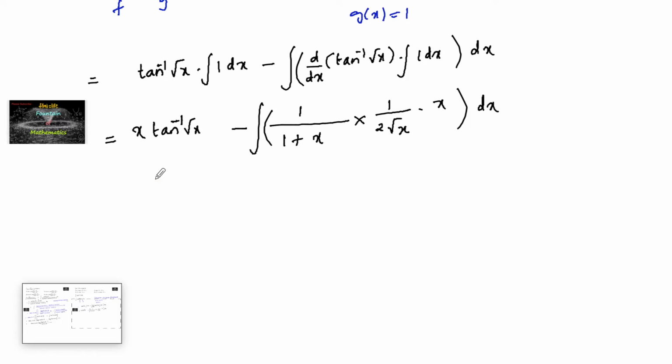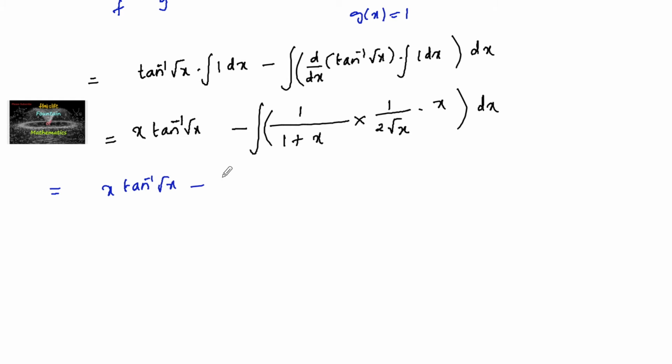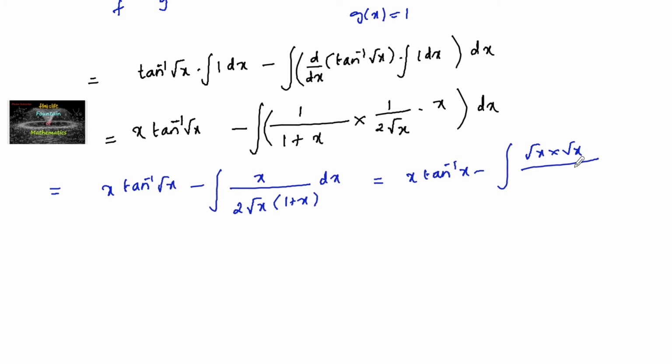So we can write the next step: x tan inverse root x minus integral of x upon 2 root x into 1 plus x dx, or this can also be written x tan inverse root x minus, x can be written as root x into root x upon 2 root x, and 1 plus x can be written as 1 plus root x whole square, dx. So let us simplify this integral, take it as I1.